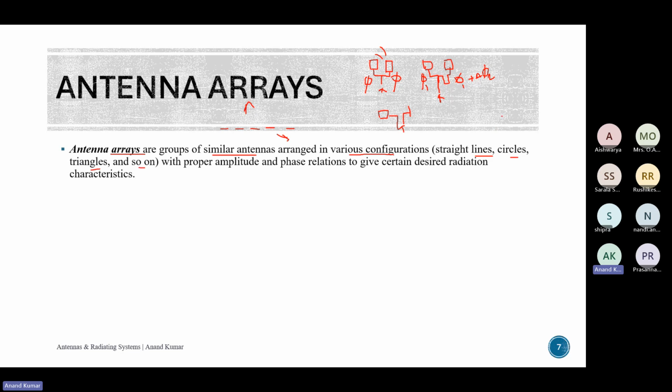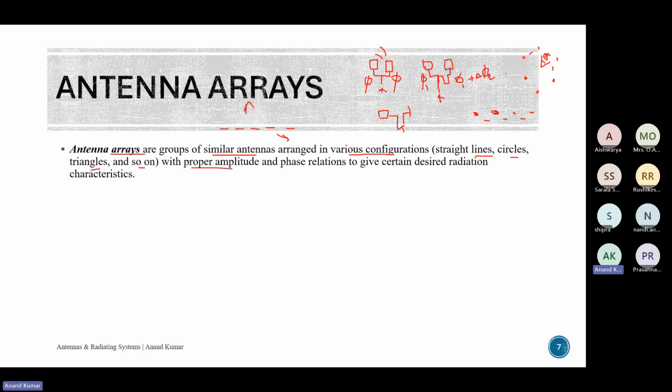When we say straight lines, we could have one antenna over here, and another antenna like this, at some distance. So this is a straight line, or we can have an array arranged in a circular fashion, at some distances and at some angle. Then triangles and so on. We can arrange them in different ways to achieve different patterns or relations.